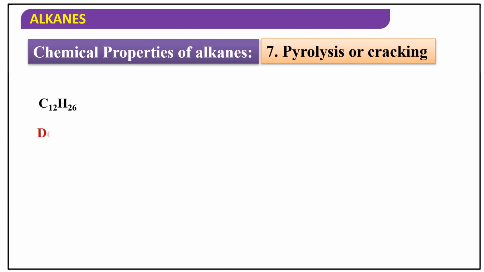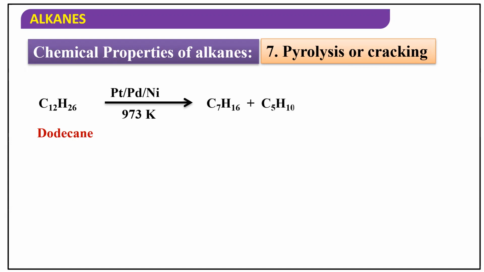If I take C12H26, it is called dodecane, and carry out pyrolysis in the presence of platinum, palladium, or nickel at 973 Kelvin, look at the products obtained. C7H16, C5H10, which is heptane, pentene, and other products.